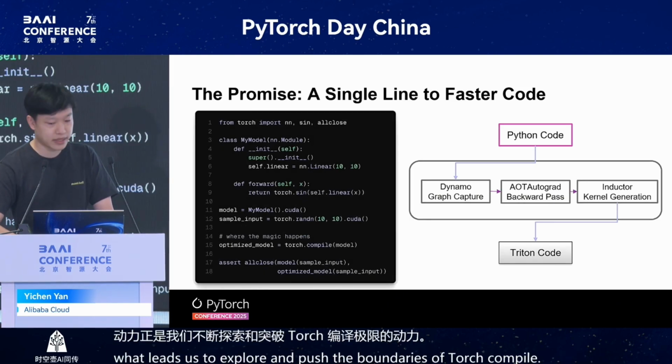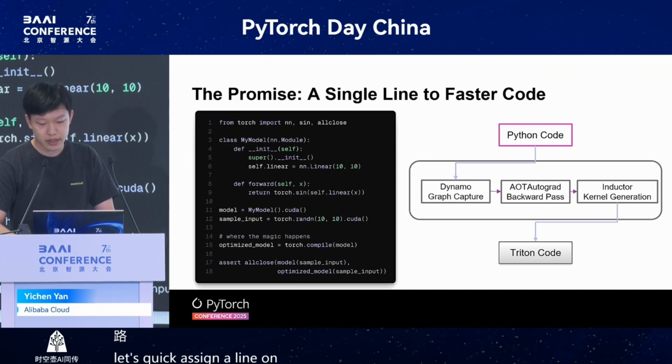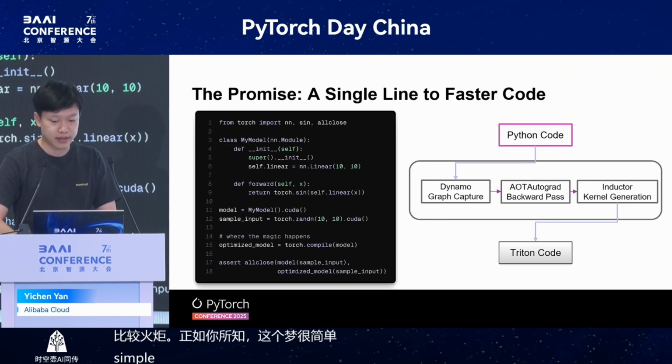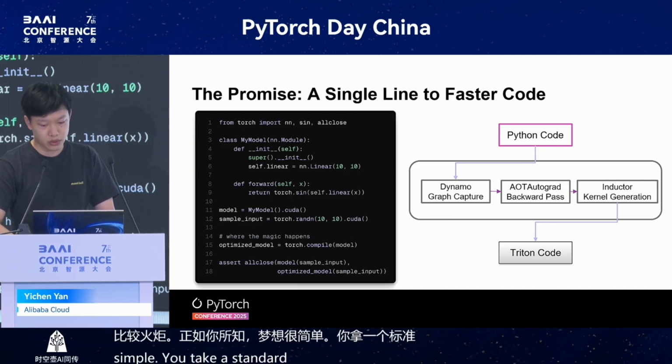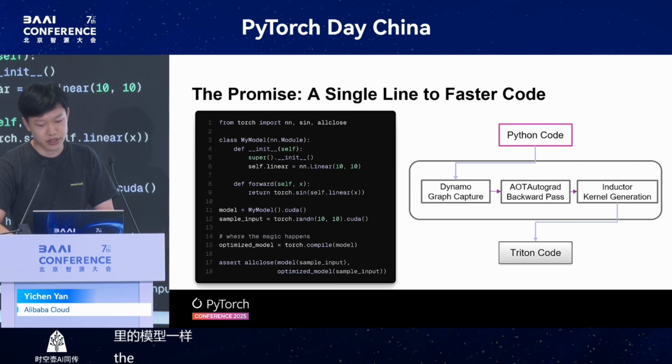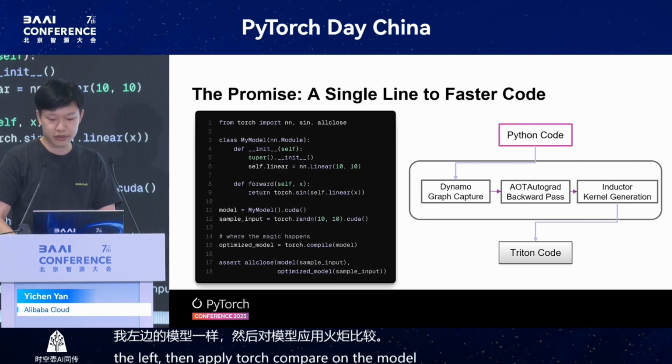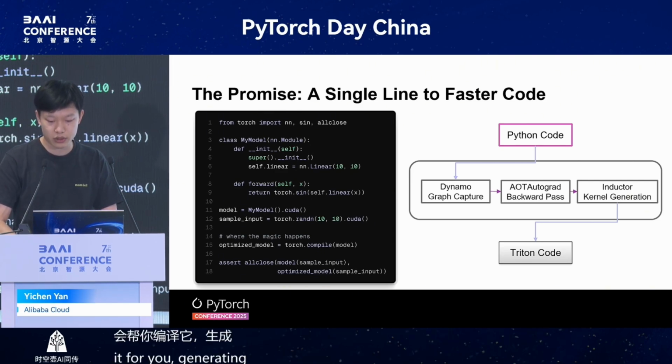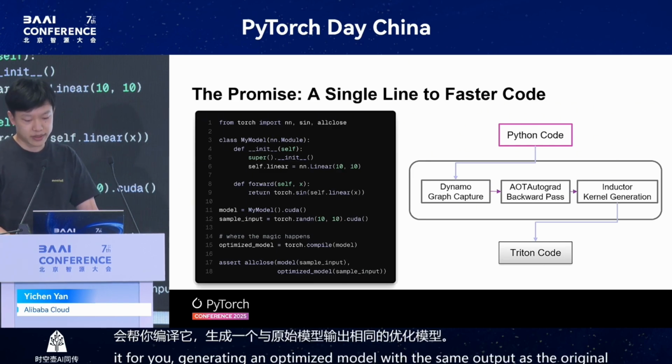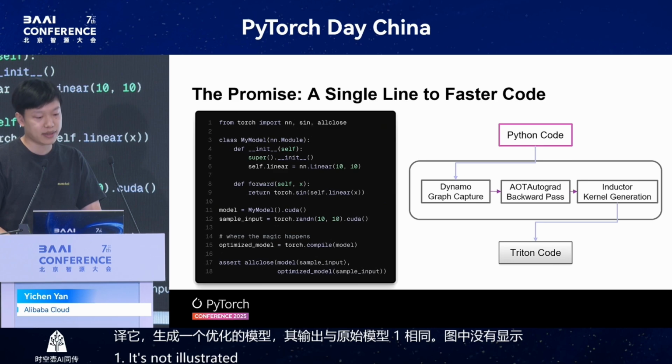All right, so let's quickly align on what torch compile is. As you know, the dream is simple. You take a standard PyTorch model, like the mini model here on the left, then apply torch compile on the model. Torch compile will compile it for you, generating an optimized model with the same output as the original one. It's not illustrated here, but backward can be optimized as well.